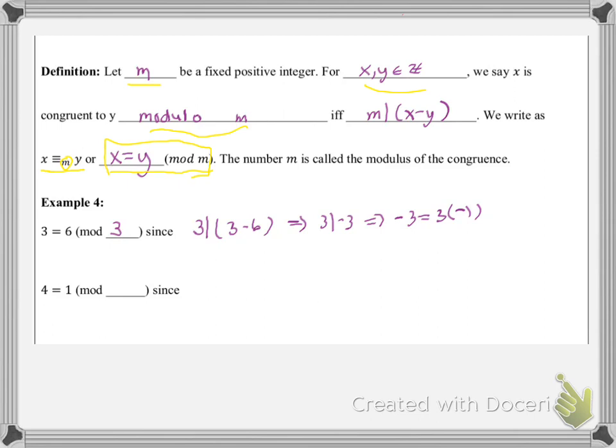So let's look at this example. Well, 3 is equal to 6 mod 3, since 3 divides, so your m is here, and then this is your x, this is your y. So since 3 divides 3 minus 6, which is the same thing as saying 3 divides negative 3, and we know, by definition, that means negative 3 is equal to 3 times some integer, and that integer happens to be negative 1. What about 4 equals 1? Well, that is 4 equals 1 mod 3, right? Since 3 divides 4 minus 1. All right, so that's 3 divides 3, and that's 3 equals 3 times 1.